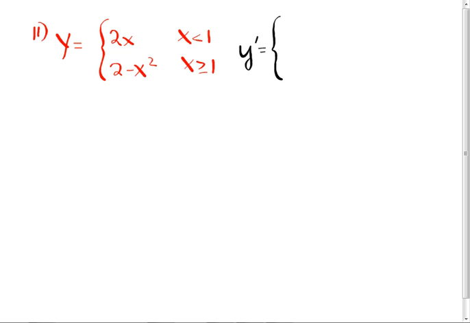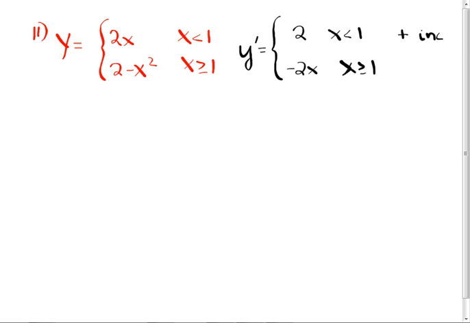Okay, what's the derivative here? 2 for x less than 1. And what's this? Negative 2x for x greater than or equal to 1. That's the first derivative. So the first derivative is positive here, which means it's always increasing. But that one's a little different.